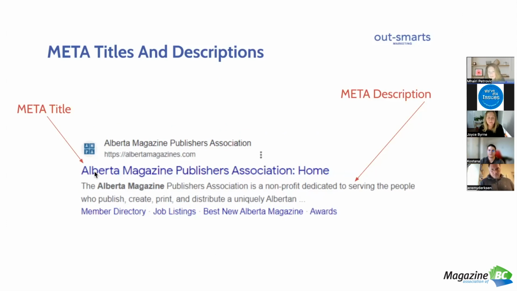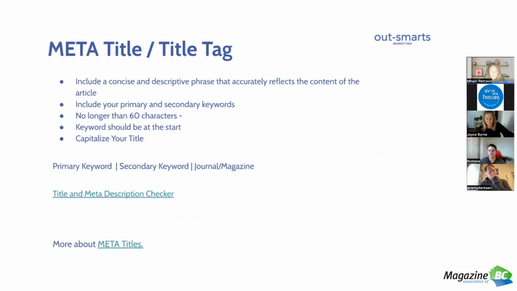When you search anything online, this is what the results show for articles, for pages. The top line in purple is your meta title. Below it is your meta description. And this is often the first impression that people might see if they're searching on Google. So you want to take time to make sure that your meta title and description are optimized as well as you possibly can. So the meta title is probably the main one.